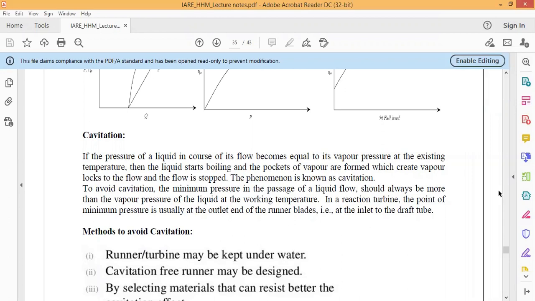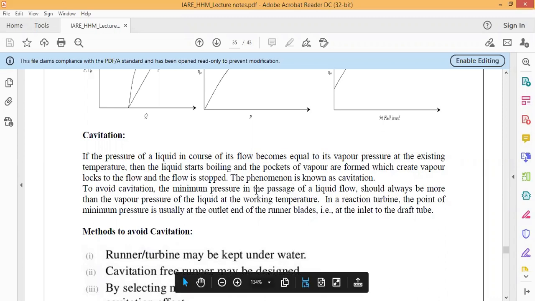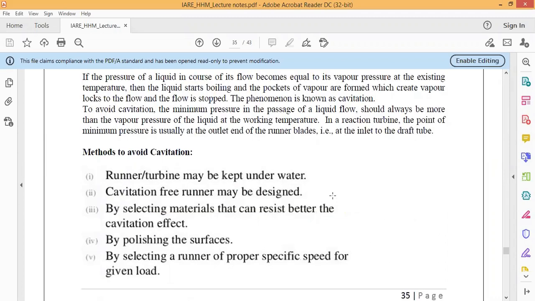In the reaction turbine, the point of minimum pressure is usually at the outlet end of the runner blades, at the inlet of the draft tube. So cavitation we have learned already. It is necessary to maintain the required pressure inside the system. There should be the presence of liquid or water there.